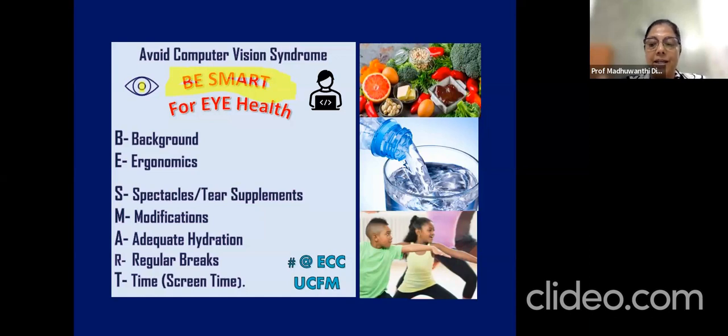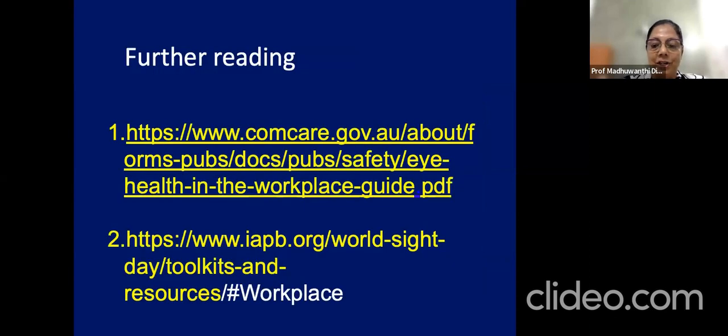So that is from the Eye Care Center, Faculty of Medicine, University of Colombo. We have come out with this Be Smart and Avoid Computer Vision Syndrome. So with that, I think I have come to the end of the lecture. We can go for any questions. This is further reading. If you are interested, you can get more information from this. Hope you have gained some insight into this topic.